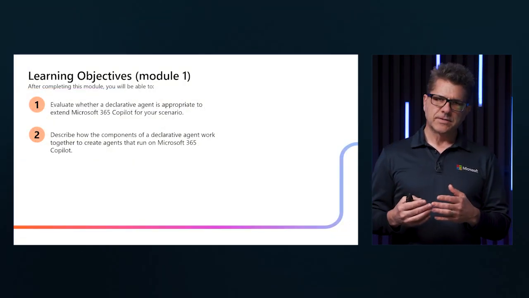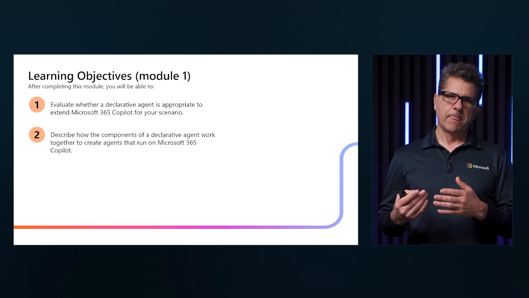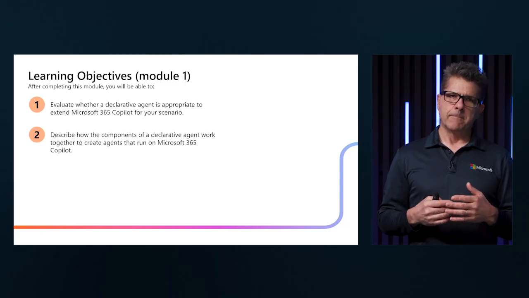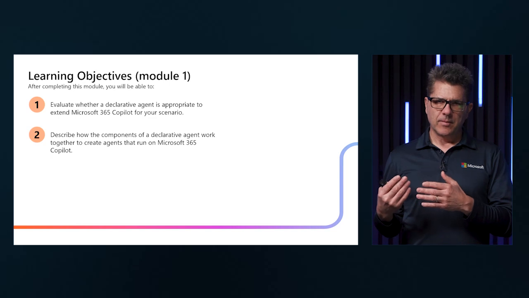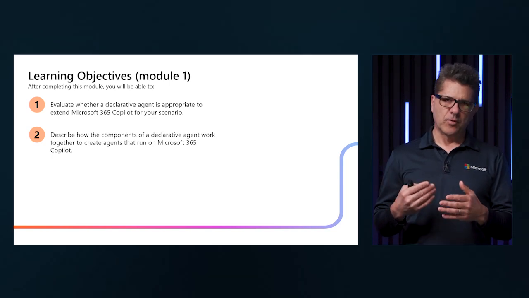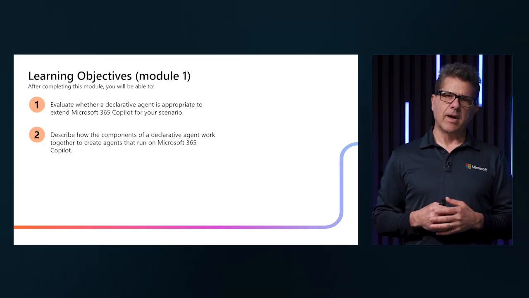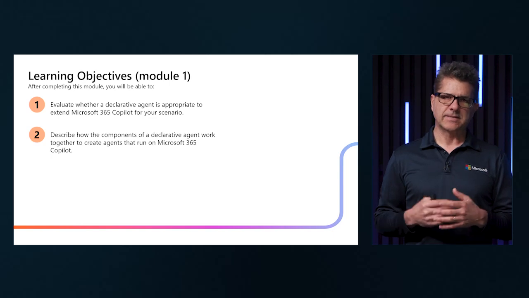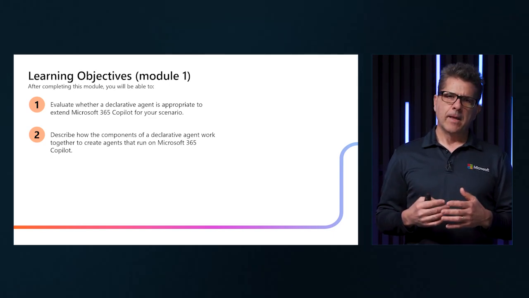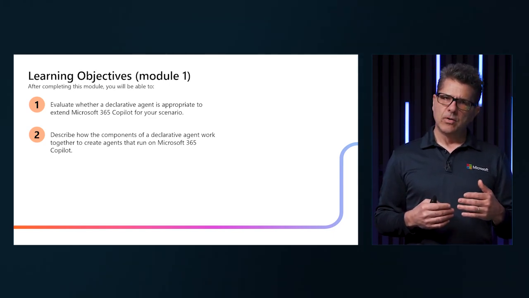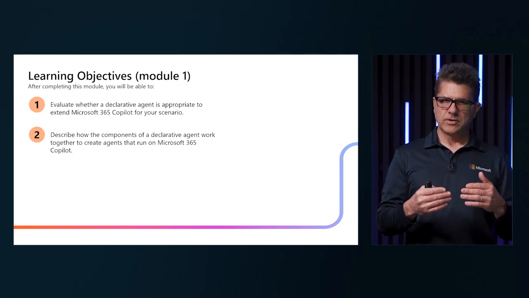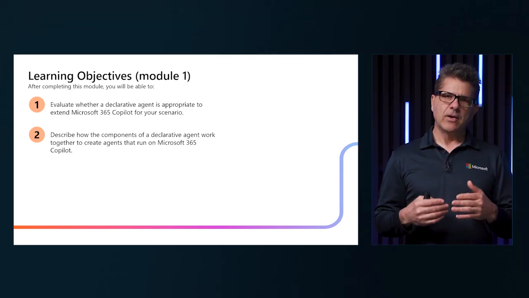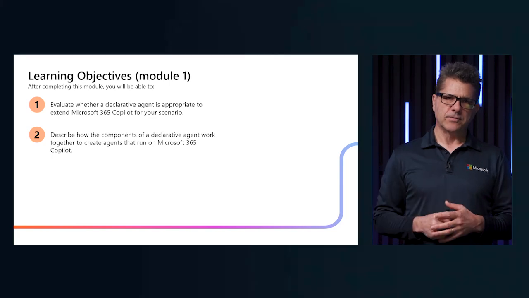Our learning objectives are going to be two. First, we are going to evaluate whether a declarative agent is appropriate to extend your Microsoft 365 Copilot scenario. And we are going to also look at the components of a declarative agent. So we're going to work together to create an agent that will run on Microsoft 365 Copilot.